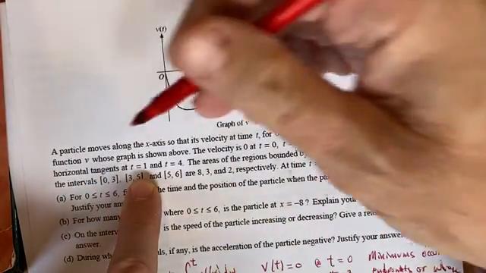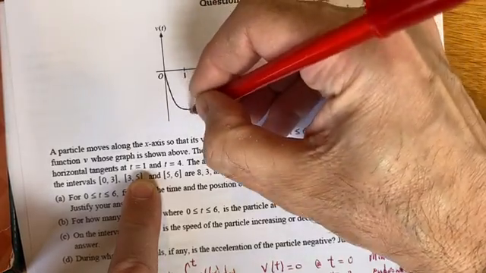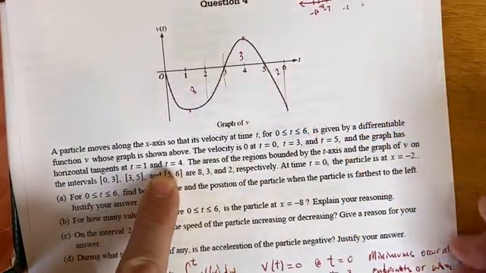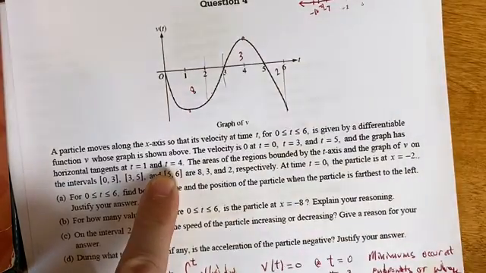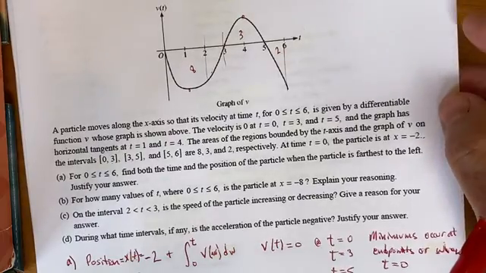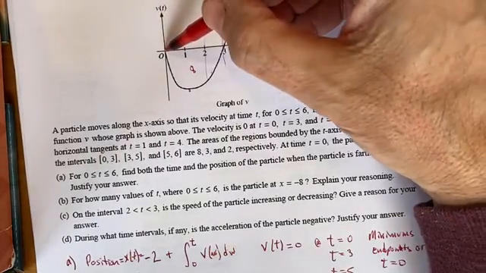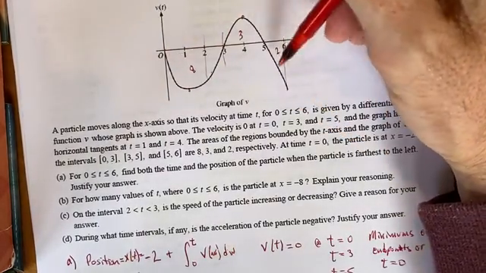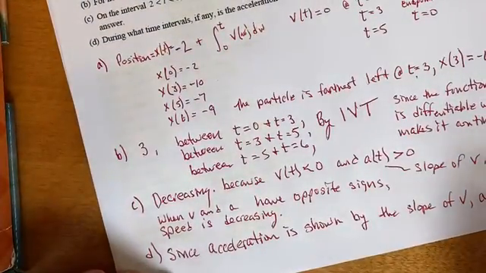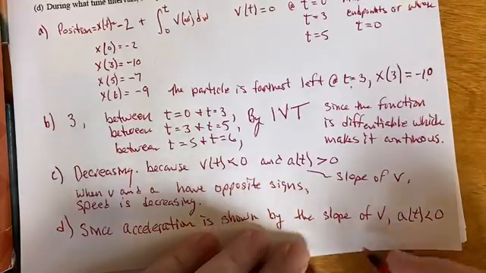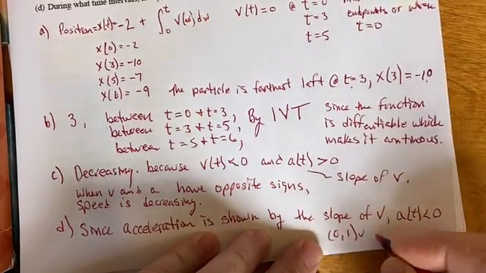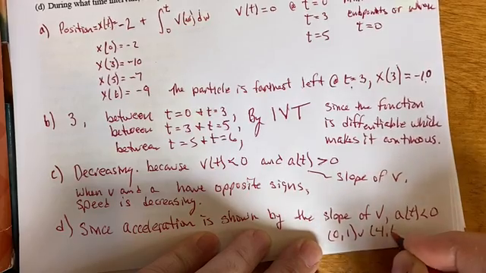Okay, the graph has horizontal tangents at 1, so that's a minimum, and 4, that's a maximum, for the velocity. So we know the acceleration is negative from 0 to 1 and from 4 to 6. I'll just answer that: 0 to 1 and 4 to 6.